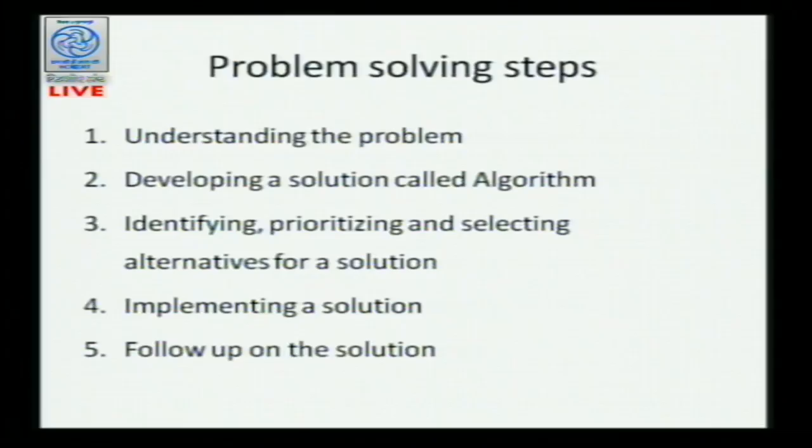What that means is that you will be able to come out with two, three different possibilities, or two, three different ways to solve a problem. But out of that, you need to identify, as I have said, the three keywords here: identifying, prioritizing, and selecting alternatives for a solution. You need to identify which of the proposed solutions we are going to use.